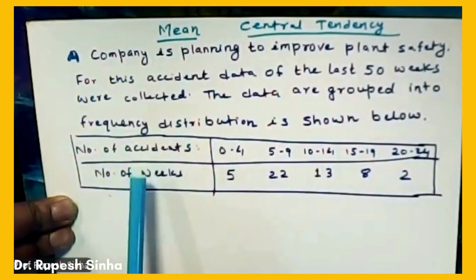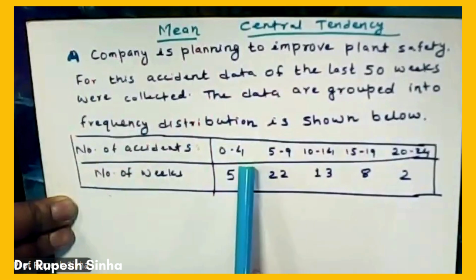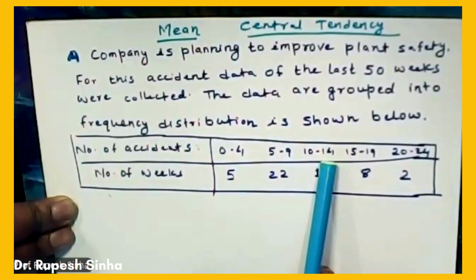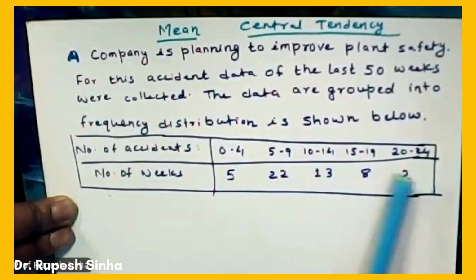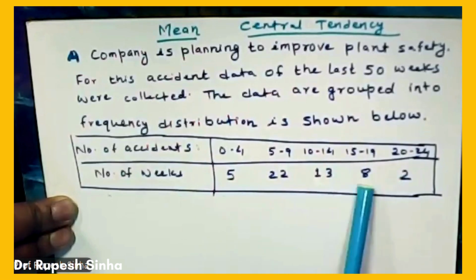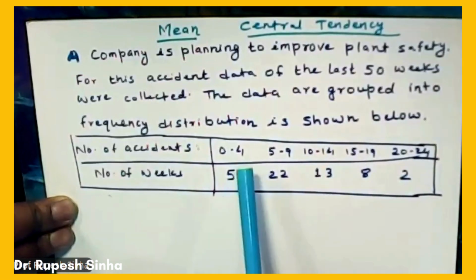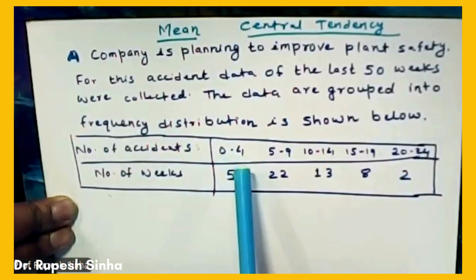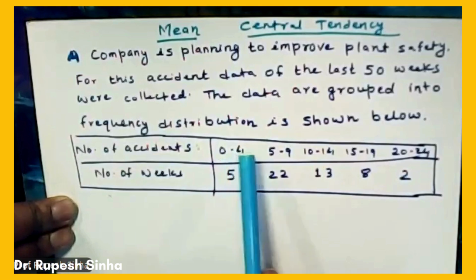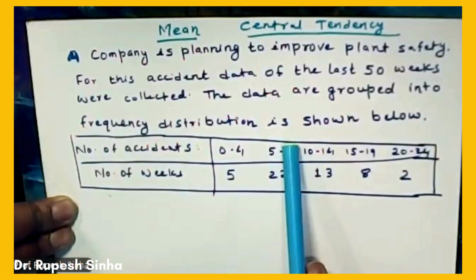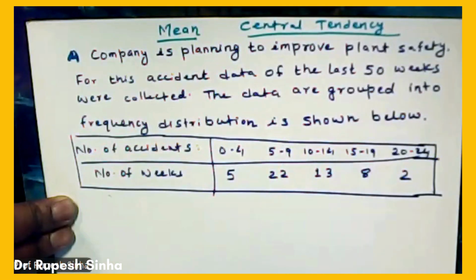We have got number of accidents and number of weeks. Number of accidents: 0 to 4, 5 to 9, 10 to 14, 15 to 19 and 20 to 24. Whereas number of weeks are given as 5, 22, 13, 8 and 2. What does it mean? It means number of accidents 0 to 4 were observed for 5 weeks. Number of accidents 5 to 9 were observed for 22 weeks and so on.